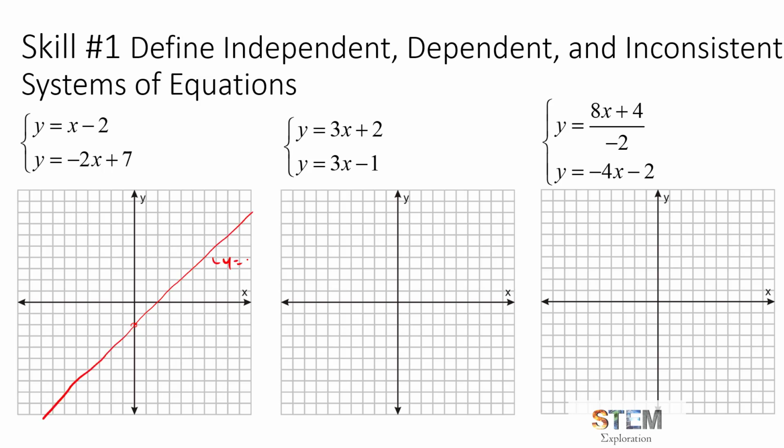This is y equals x minus 2, and y equals negative 2x plus 7. Y-intercept is at 7. Slope is negative 2, so it's 2 down, 1 run. With this system of equations, just by brief analysis, I can tell you that this system of equations has one solution. And this is a key characteristic of an independent system of equations.